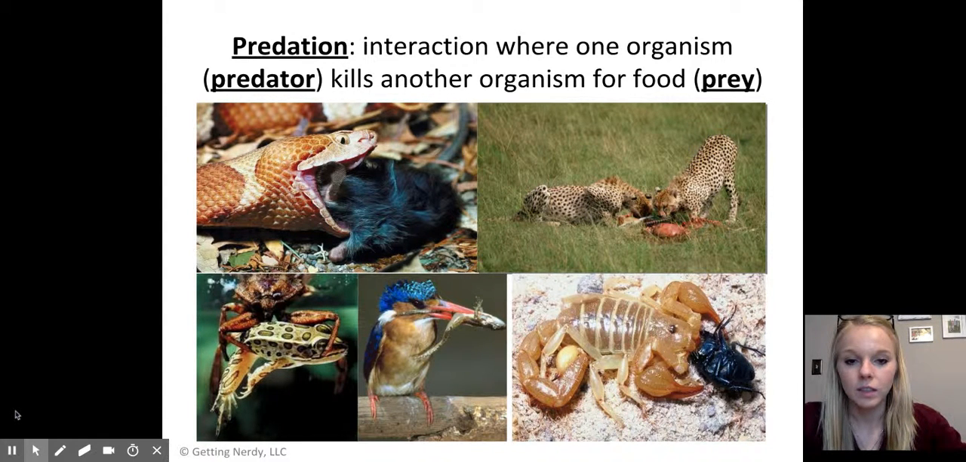We're going to get into the interactions between the different types of animals in an ecosystem. First, we'll talk about predation, which is the interaction where one organism kills another organism for food. The organism who is killing is considered the predator, and the organism who is being eaten is considered the prey.